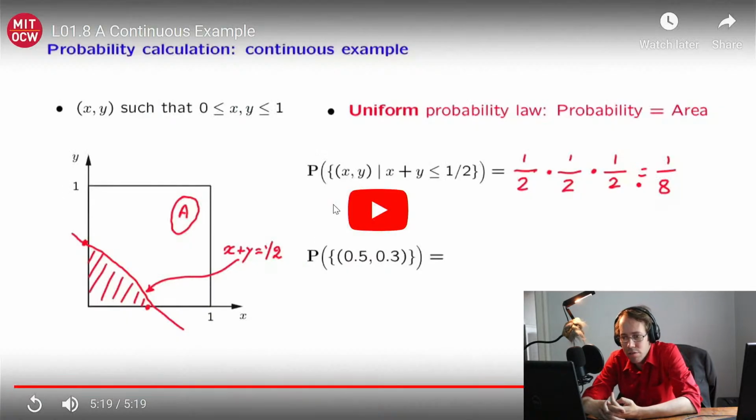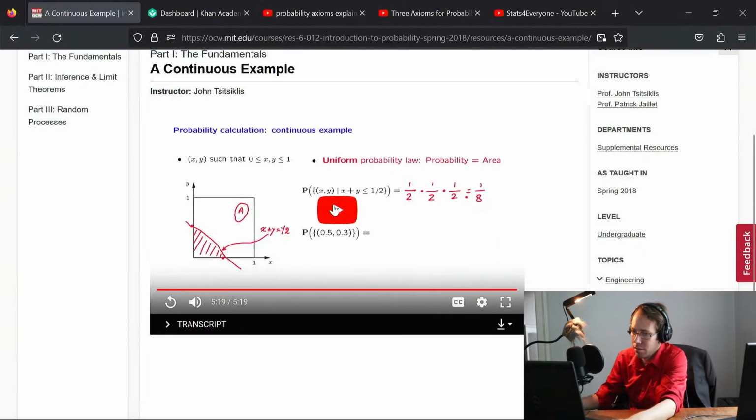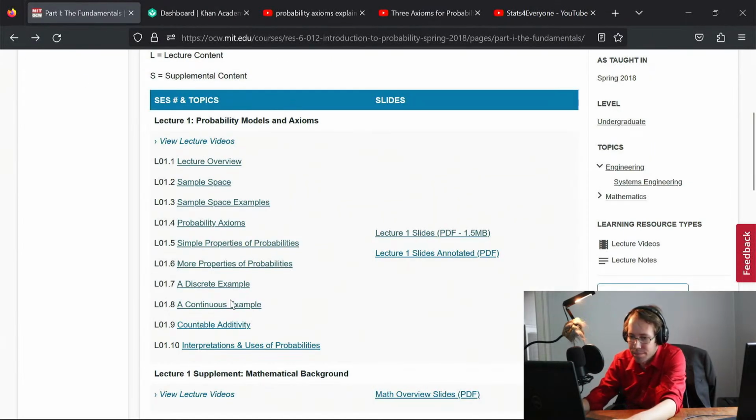Not a whole lot of certainty in life, but probability is certain. Or is it?